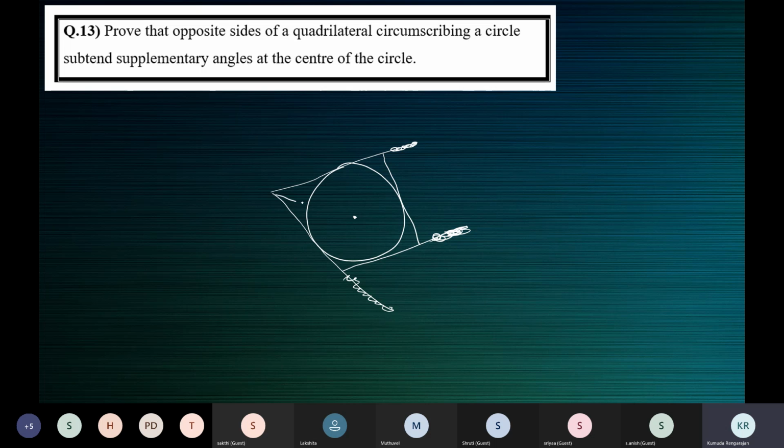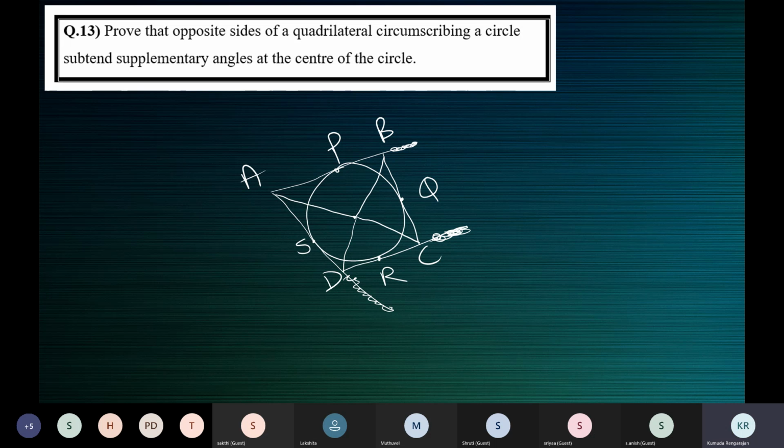So center, and we understood all this like this. Okay, so now A, B, C, and D. I did mention that the sides of the quadrilateral are tangential to the circle. That means AB acts as the tangent to the circle at P. BC acts as a tangent to the circle at Q. CD acts as a tangent to the circle at R. And AD acts as a tangent to the circle at S.